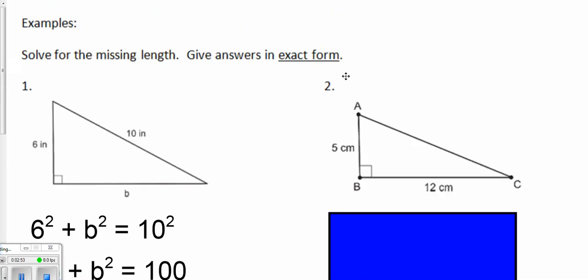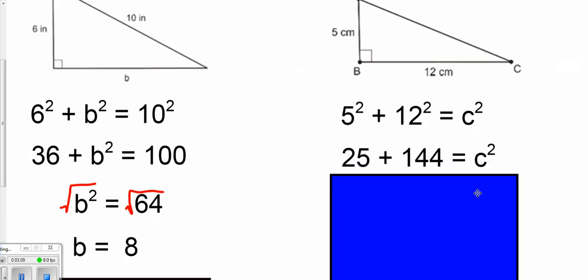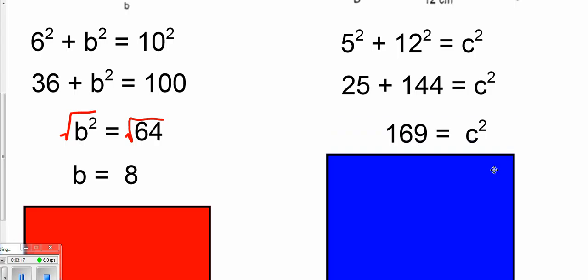Let's look at another example, example 2. In example 1, we had the hypotenuse and one leg, and we found a missing leg. In example 2, we have the 2 legs, and we're missing the hypotenuse. So when we set it up, it would be 5 squared plus 12 squared equals c squared. Simplifying that, 5 squared is 25, 12 squared is 144, so 25 plus 144 equals c squared. Add those up and we get 169 equals c squared.